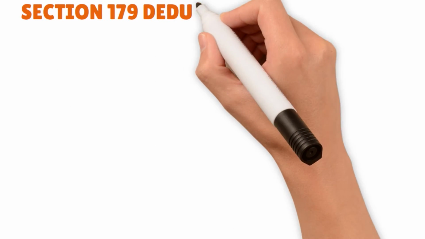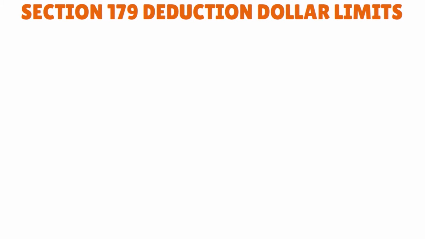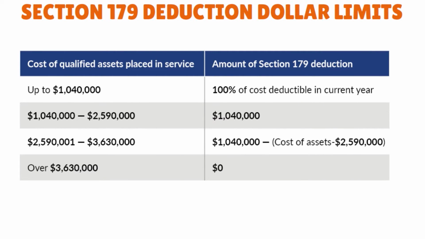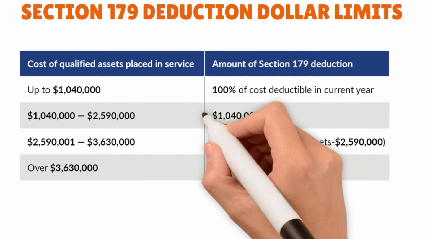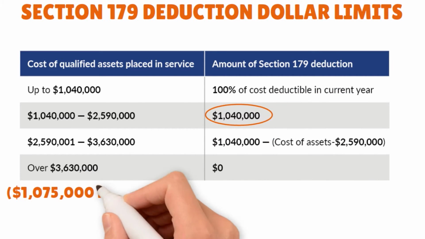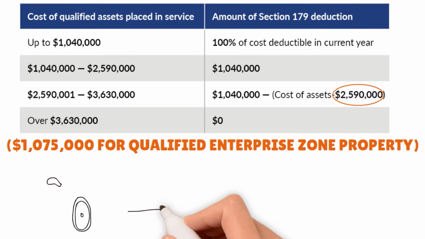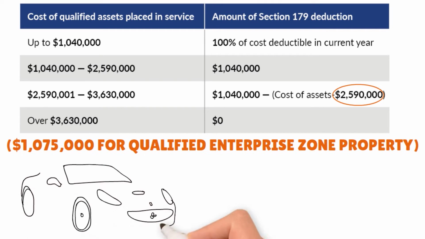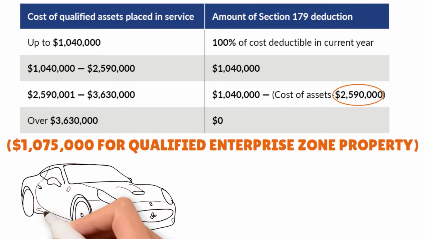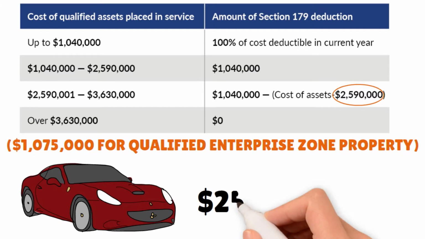Now, what is really new this year? You have a Section 179 deduction dollar limit. So right now, the maximum expense deduction for Section 179 is $1,040,000 and $1,075,000 for a qualified enterprise zone property. And this limit is reduced by the amounts by which the cost of Section 179 property placed in service during the tax year exceeds $2,590,000. And one thing you need to remember also is that the maximum Section 179 expense deduction for sport utility vehicles placed in service in tax years beginning in 2020 is $25,900.